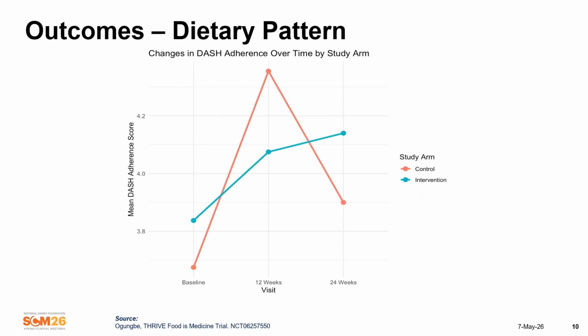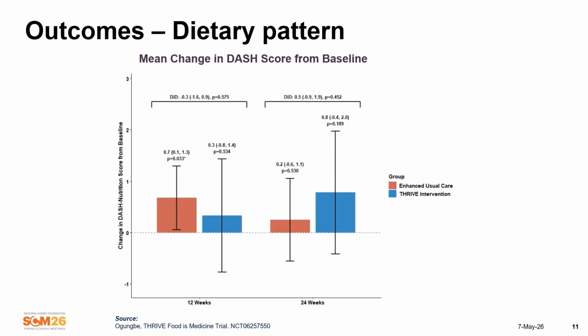But the intervention, the Thrive group, had a steady increase in their DASH scores. At the end of 24 weeks, they had 4.1 in their DASH score. This is also the mean change in the DASH score. The Thrive participants were higher at 24 weeks, with a within-group change of 0.78 compared to 0.25 in the enhanced usual care.